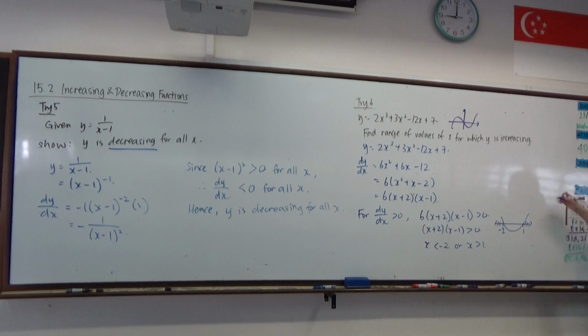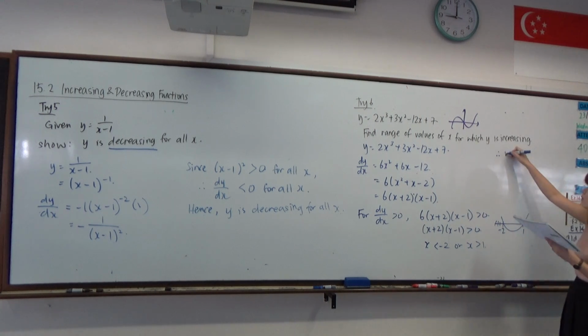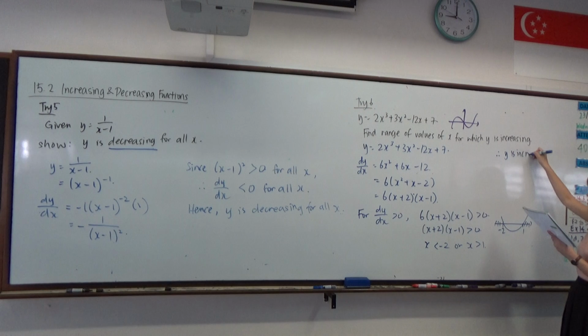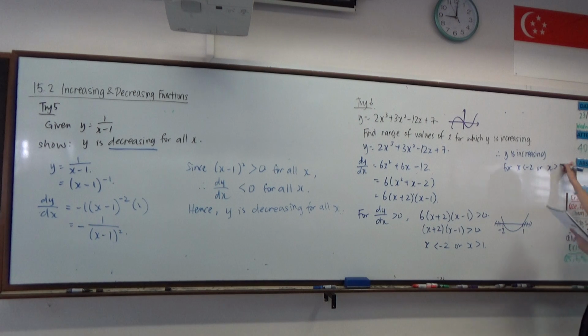Okay, so in conclusion, y is increasing for x less than negative 2 or x more than 1. Does anyone not understand what I'm trying to do?